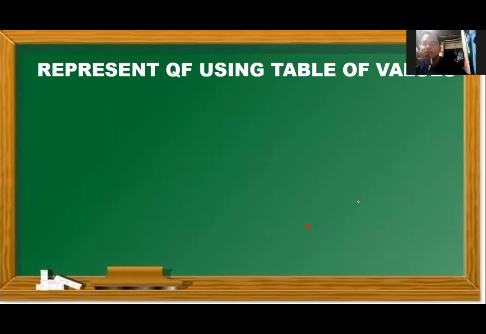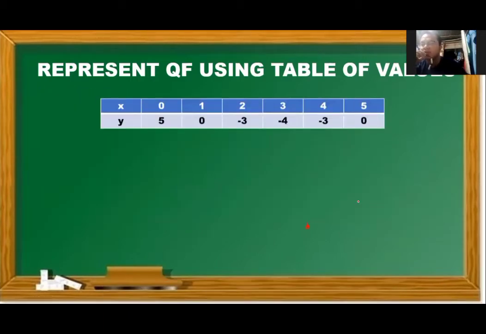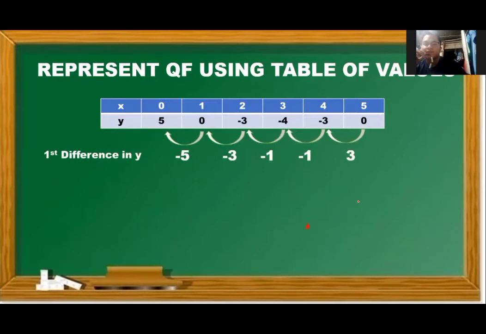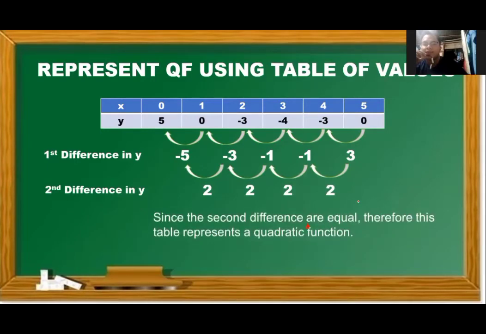We need to remember that we substitute the value of x to get the value of y. Again, we get the difference between each value of y. The first differences in y are negative 5, negative 3, negative 1, 1, and 3. And also the second differences in y are equal, which shows that this table represents a quadratic function.